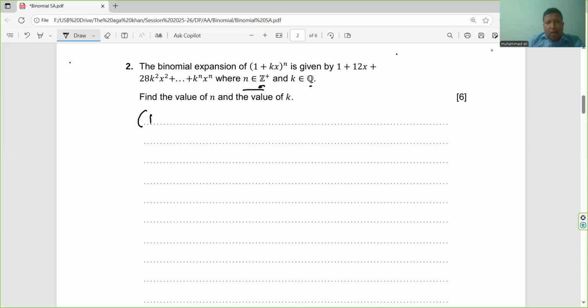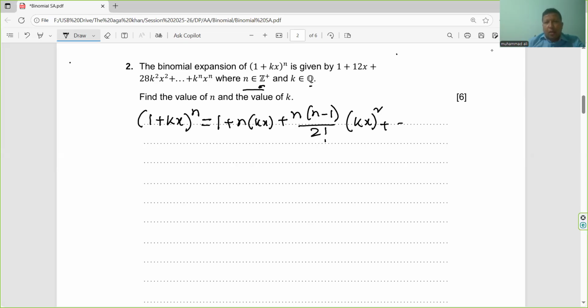So we have to expand (1 plus kx) to the power n. The formula is 1 plus n times kx plus n(n minus 1) by 2 factorial times (kx) whole square. If we compare this with the given expansion, here the coefficient of x is nk and the given coefficient of x is 12. So from here we get n equals 12 by k. We mention this as equation 1.